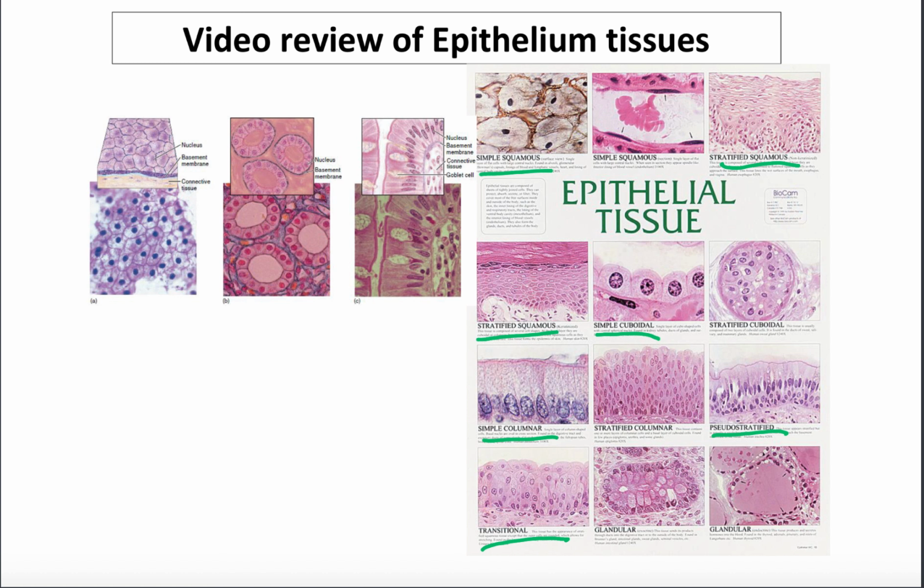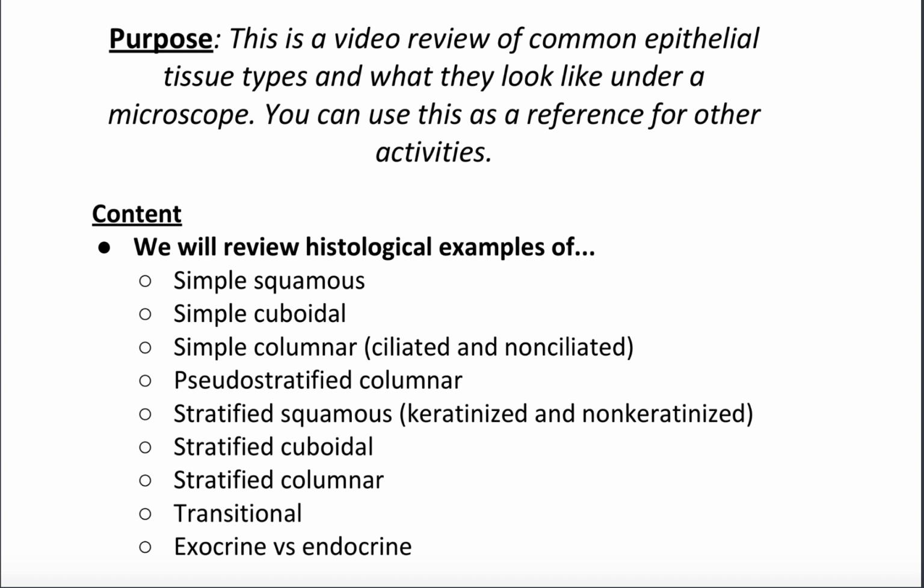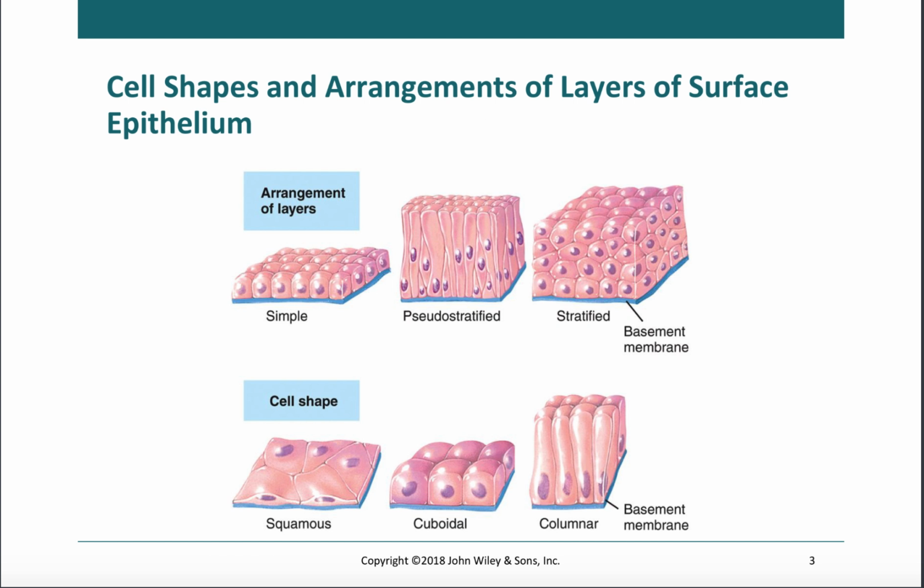We may also touch on stratified columnar as well as stratified cuboidal, though we will not have as much emphasis on that. So these are the examples that are found in these slides. We'll also look at what exocrine and endocrine may look like under a microscope. However, generally speaking, those types of glandular tissues are basically just simple cuboidal or simple columnar. All right, let's go for it.